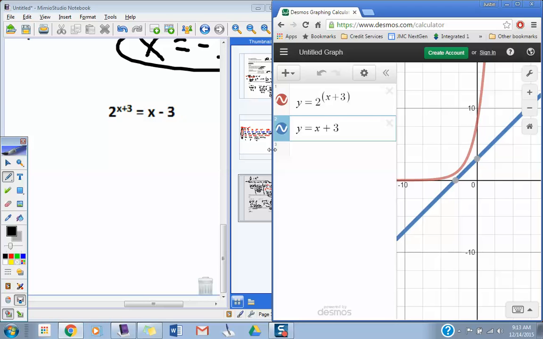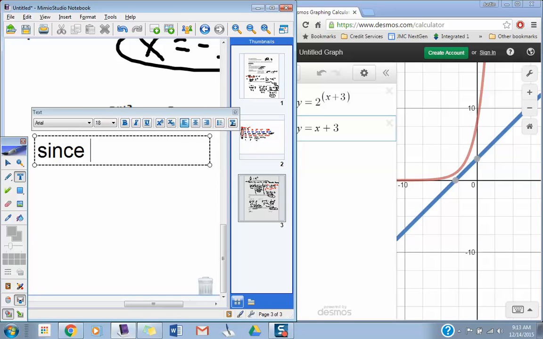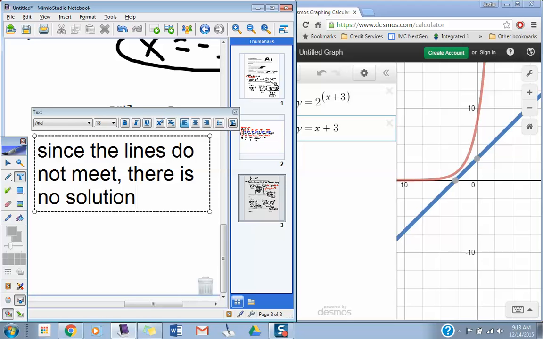No. So I'm going to make a note right in here that says the following. Since lines don't meet, there is no solution. Okay. So my suggestion is this. For graphing, put y equals the left-hand side of the equation in field 1. Put y equals the right-hand side in field 2, and then look for your intersecting points.